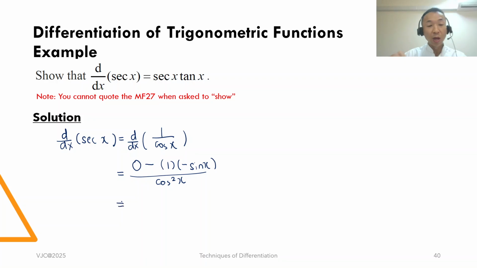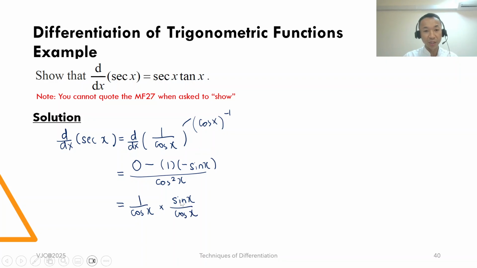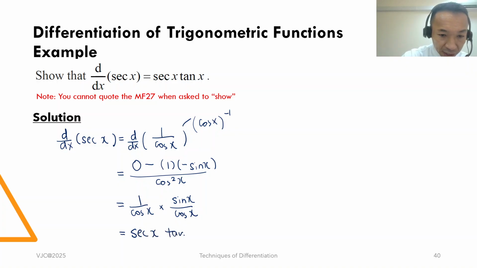Now, of course, you could have used the product rule instead of the quotient rule. You could have let this be cosine x to the power of minus 1. It's fine, you will still get the same result. So after you do that, you will get 1 over cosine x multiplied by sine x over cosine x, because your denominator is just cosine squared x. Then I split the cosine squared into cosine x and cosine x, and your numerator is just sine x. Therefore, you will get the answer, which is just secant x tangent x.